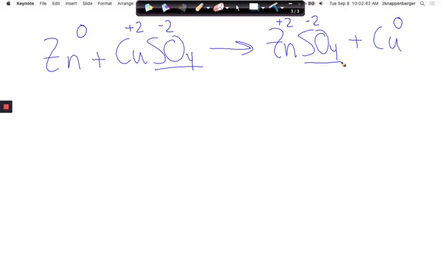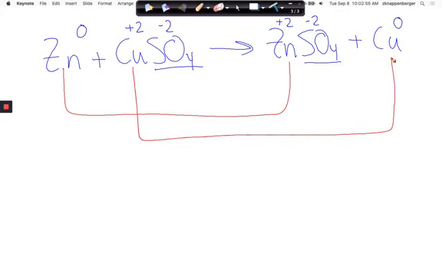So if that's true, what did change? Well, let's look. So did the oxidation number for zinc change? Yeah. I like to connect them. What about copper? You bet copper changed as well. So guys, what happened to zinc? Did it gain or lose electrons? So zinc lost 2. Yep, and that means that zinc was oxidized.